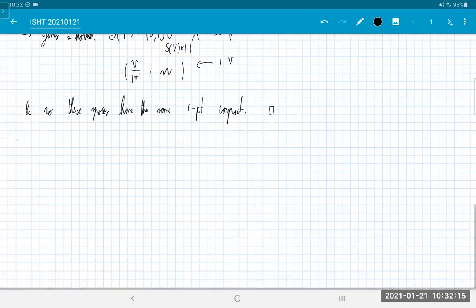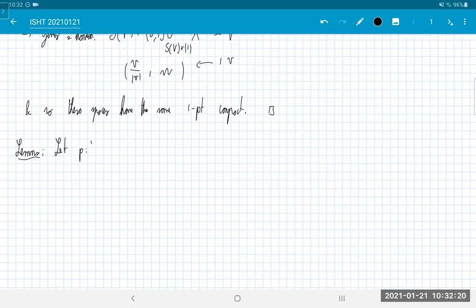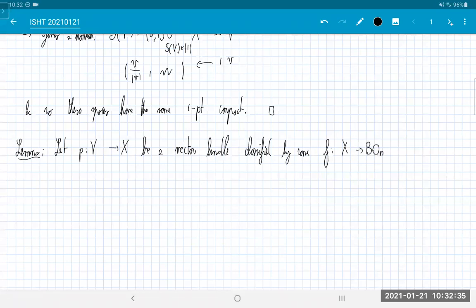So, okay. Here's the following lemma. Let P from V to X be a vector bundle classified by some F from X to B O N. Actually, I'm fixing the rank here, but it's actually irrelevant. Maybe I should say disjoint union B O N, since I can allow different ranks on different connected components of X.